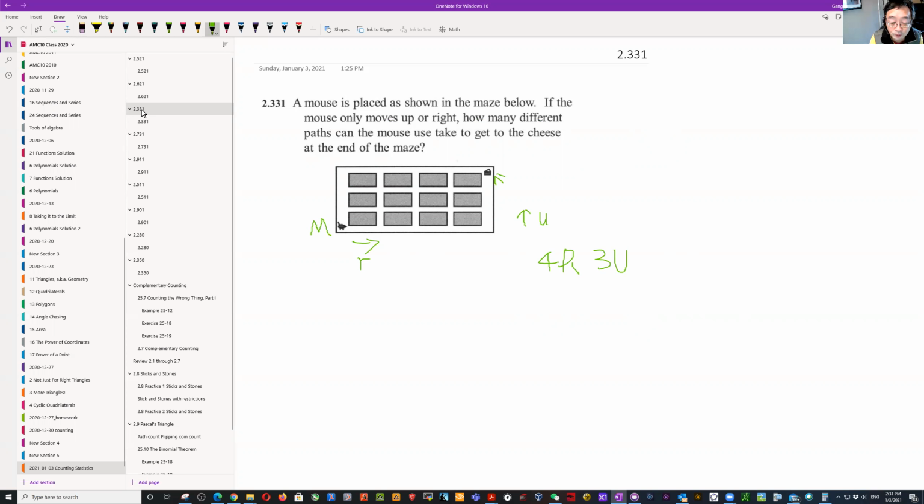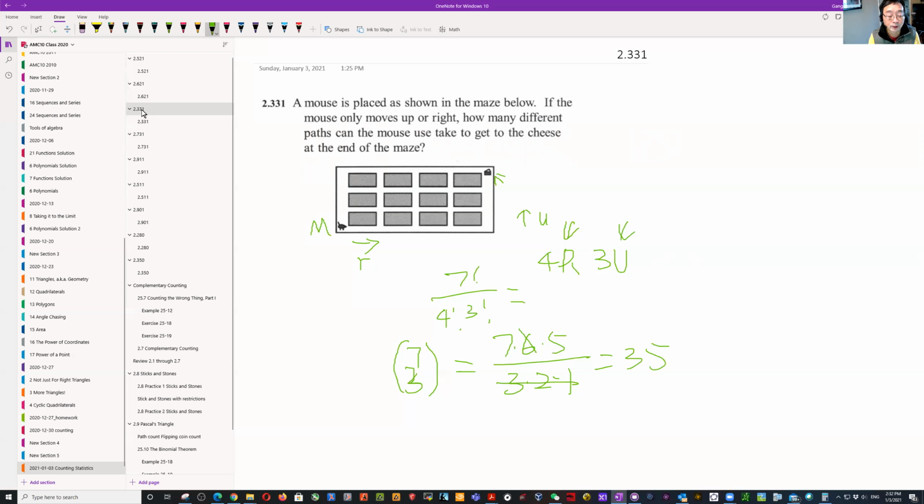So basically it's equivalent to making a word out of 7 letters. 4 of them are R, 3 of them are U. So basically 7 factorial divided by 4 factorial and 3 factorial. It's also equal to 7 choose 4 or 7 choose 3, because you are choosing the 3 steps going up. And it's equal to 7 multiplied by 6 multiplied by 5 divided by 3, 2, 1. There are going to be 35 ways that you can do it.